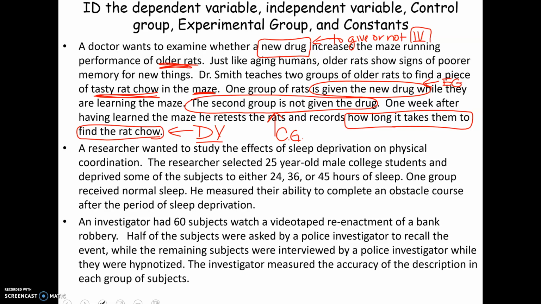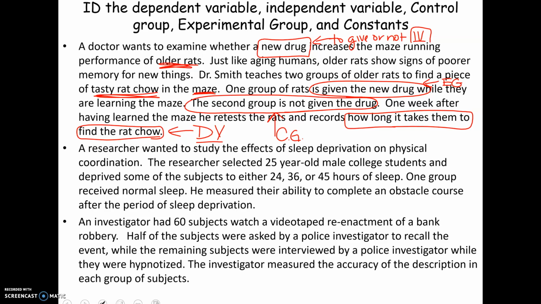All right, experiment 2. A researcher wanted to study the effects of sleep deprivation on physical coordination. The researchers selected 25-year-old male college students and deprived some of them of either 24, 36, or 45 hours of sleep. One group received normal sleep. He measured their ability to complete an obstacle course after the period of sleep deprivation.